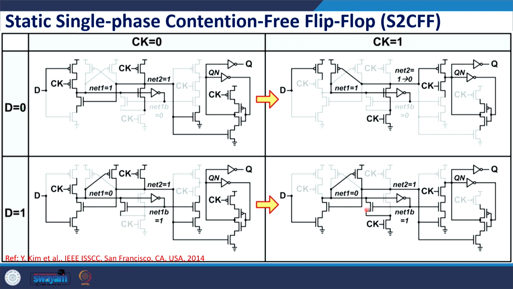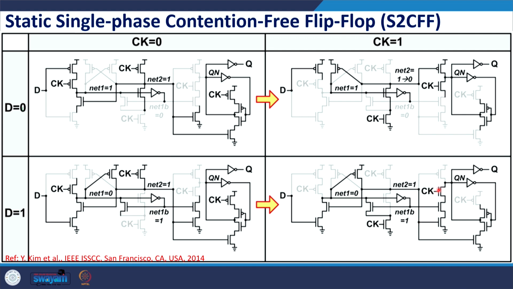Now, when clock turns high, this transistor is on, and since net 1B is at VDD, this transistor is also on. Therefore, net 1 is connected to ground again statically. Net 2 is connected to VDD through this transistor which is on. Of the cross coupled PMOS transistors, this transistor is on, net 2 is connected to VDD.